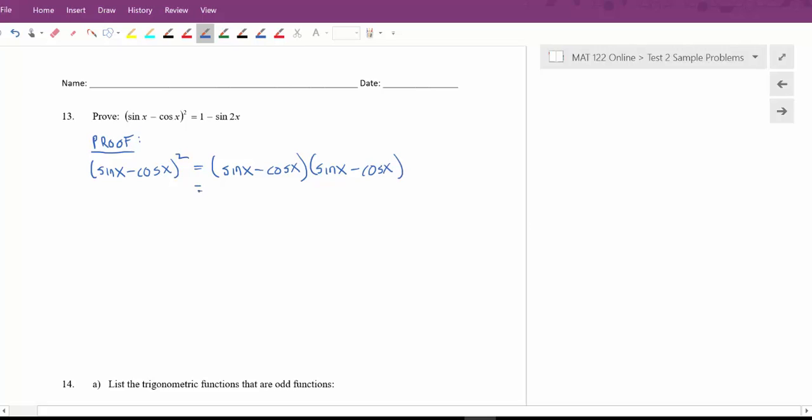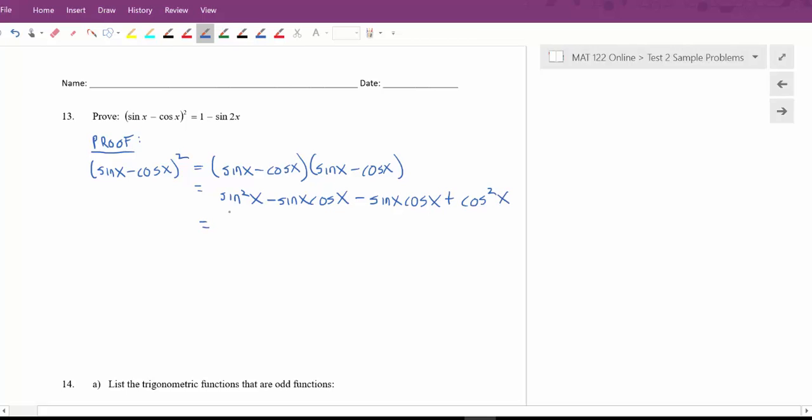Okay, FOIL it out, you do it in your head. First term, sine times sine, is sine squared x. Outside term is negative sine x cosine x. Inside term is another negative sine x cosine x. And then the last term is positive cosine squared x.